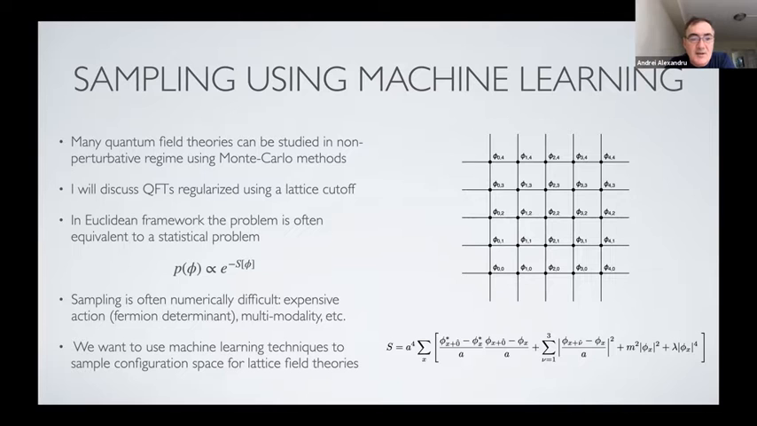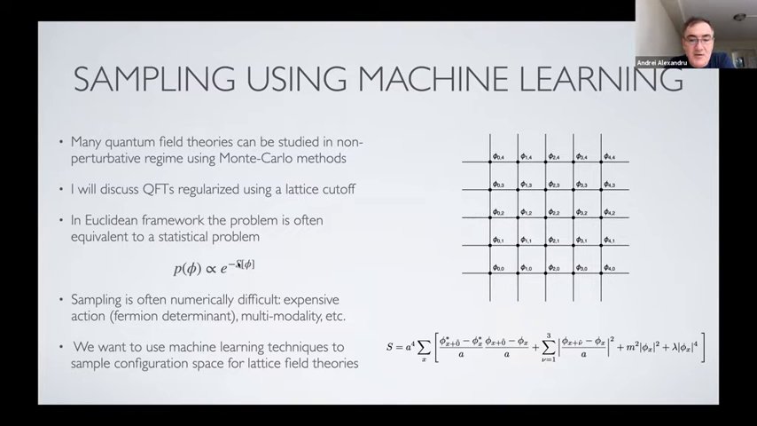So in particular, the probability of a particular field configuration to occur in our sample is driven by a Boltzmann factor that is real and positive. Often the sampling of this is numerically difficult, either because the action is expensive, for example, when you have fermionic determinants, or maybe the action is multimodal, and so all sorts of difficulties can arise. And there is a hope that some of these problems can be overcome using machine learning techniques to sample the space of configurations.